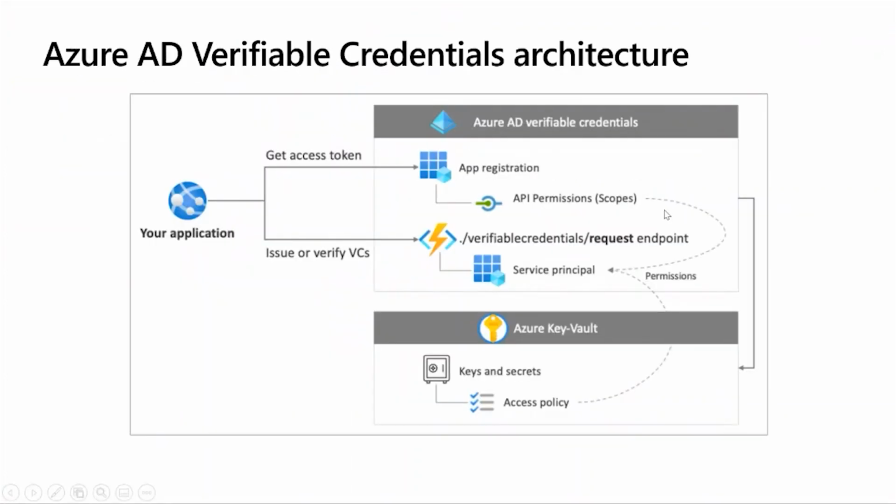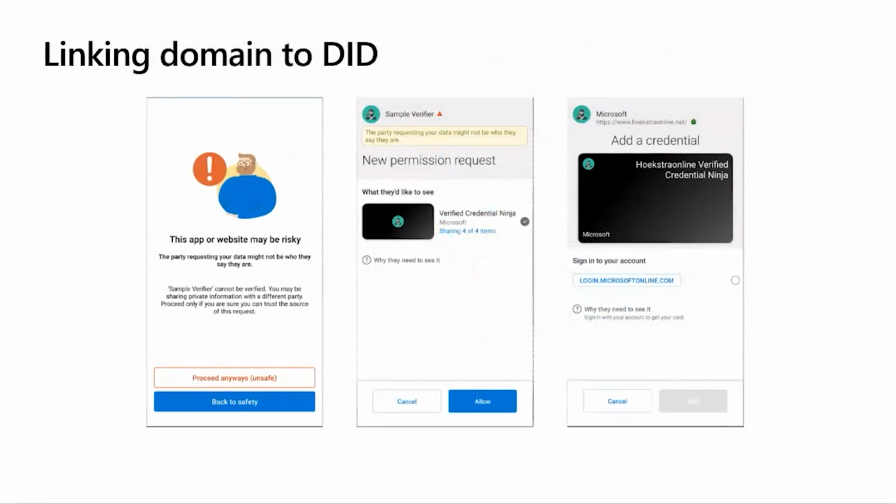So here's a quick summary. We've called out the permission requirements for app registration, for the request API endpoint, and key vault, as well as on the storage account. Now, when you bring up the sample application and you're scanning the QR code, when the authenticator scans the QR code, if you are seeing this error on the authenticator, which says the app or website may be risky, this means that you have not linked your domain to your decentralized identifier of the issuance service.